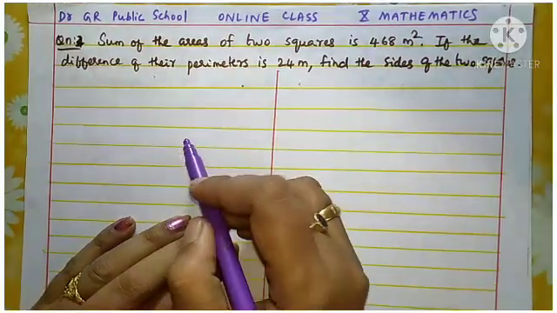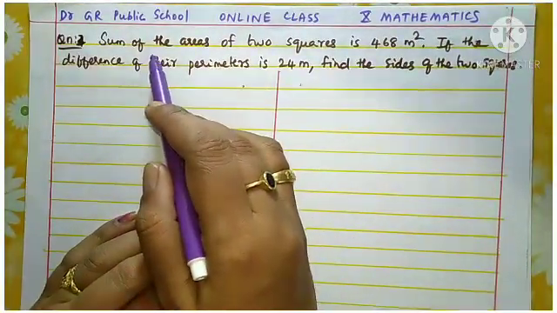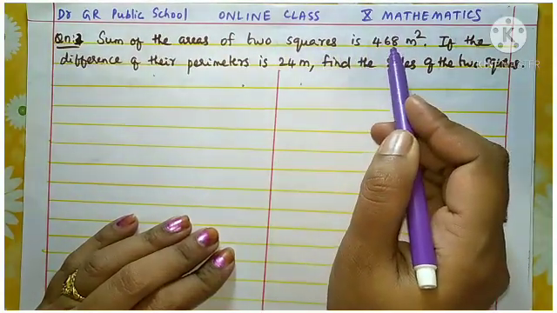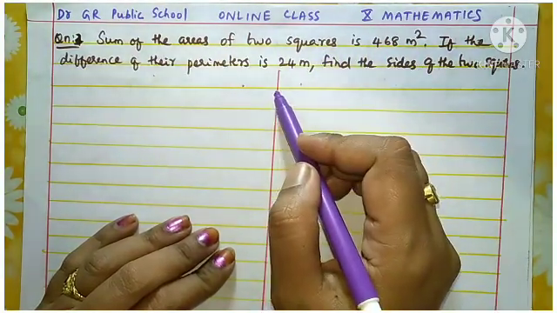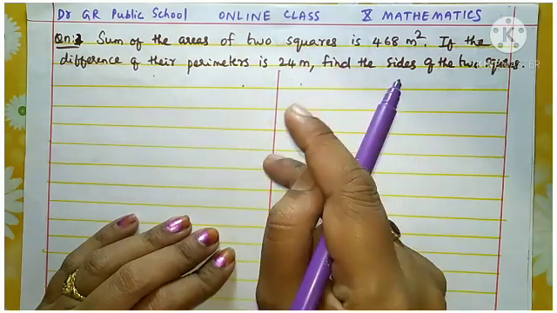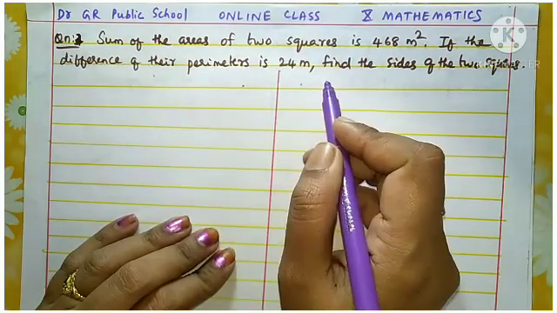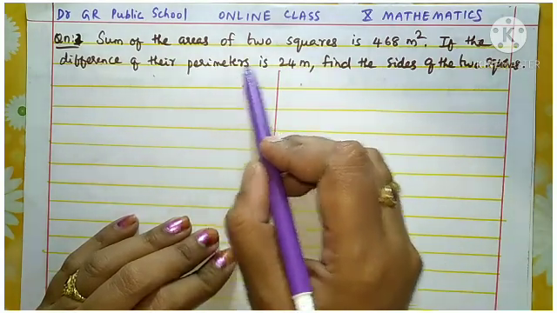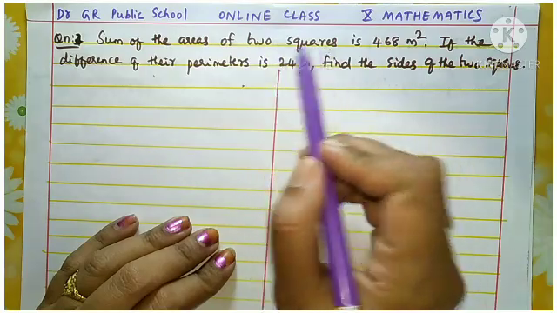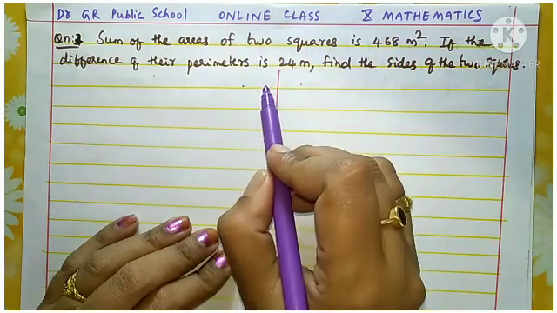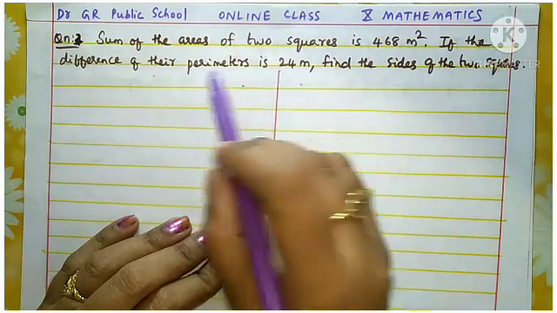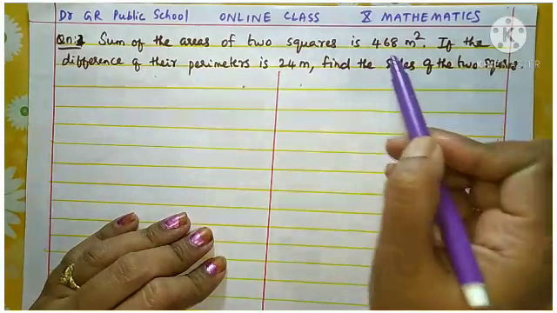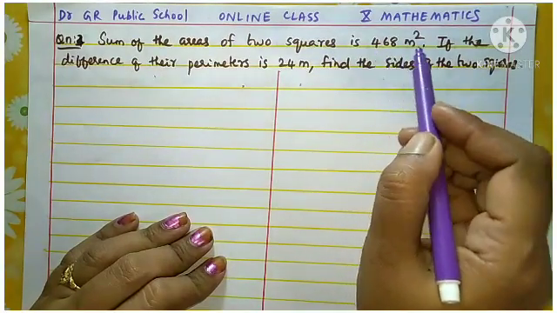Now come to this question. Sum of the areas of two squares is 468 meters square. Okay. So here two squares are there, two shapes. Two squares are there and the area of the square is discussed here. So when you find out the areas of those two square shapes and you add, the sum of the two areas will come 468 meters square.